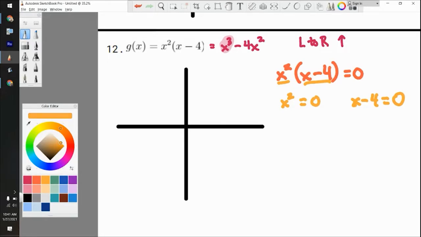Now, the reason you do that is because if this, what I'm highlighting right here, if this is 0, then you're automatically going to get a 0. It doesn't matter what x minus 4 is. If it's 0 times anything, it's 0. Okay, in the same respect, if this was 0, it wouldn't matter what x squared is. You're still going to get 0. So that's why we're setting each of the factors equal to 0.